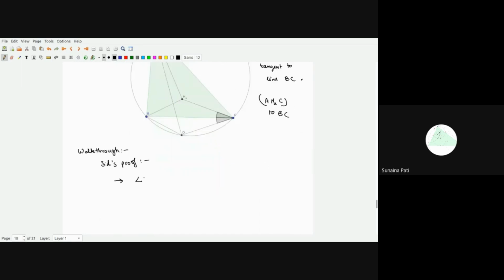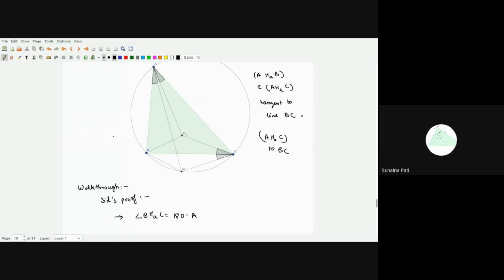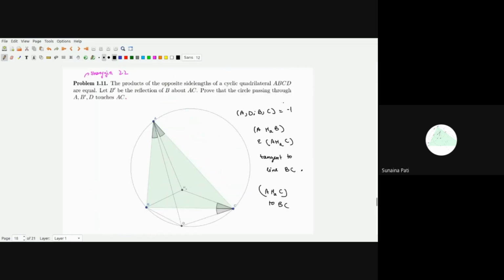Can anybody show why BHAC is 180 minus angle A? Siddharth's proof is a bit different, but you can prove it just by reflections. Forget about D. Now I'm saying you have ABC and then you have the Humpty point HA. Now prove that angle BHAC is 180 minus A. It follows from tangency, right? Yes, it does.